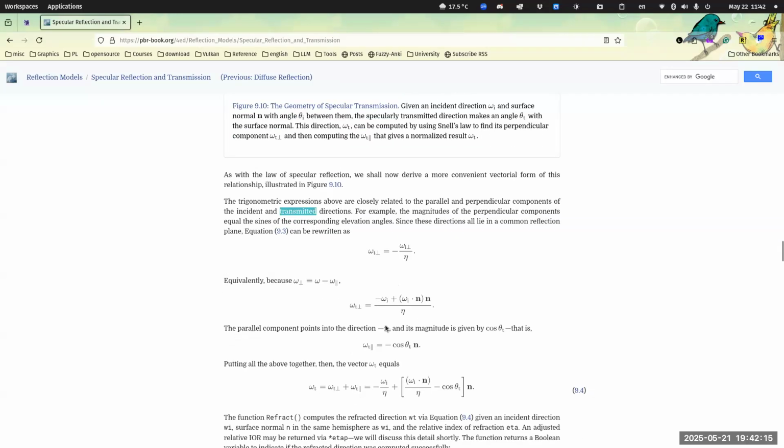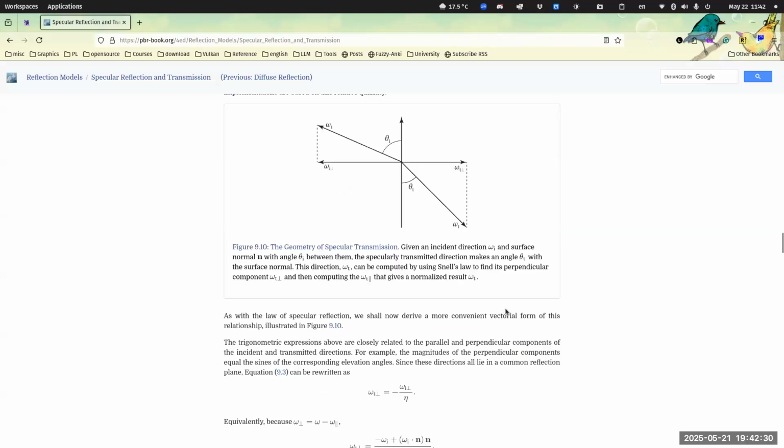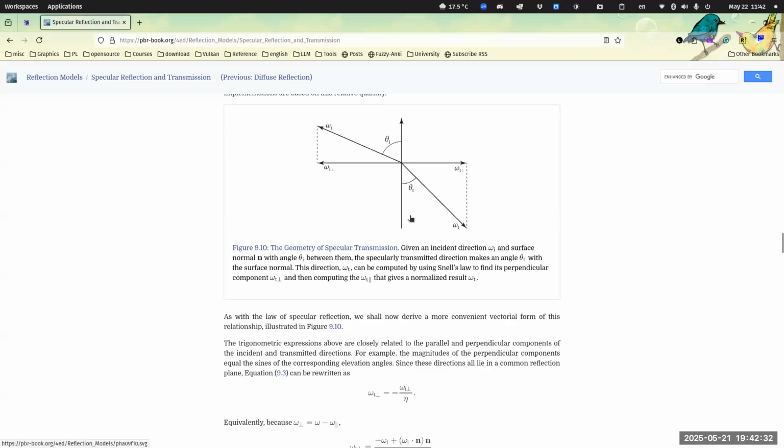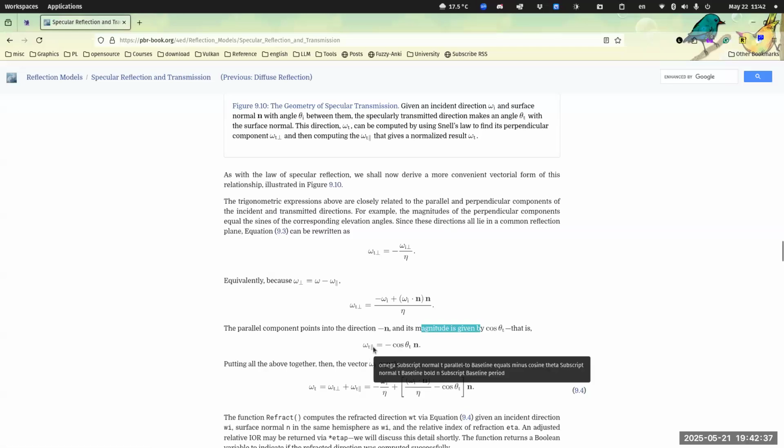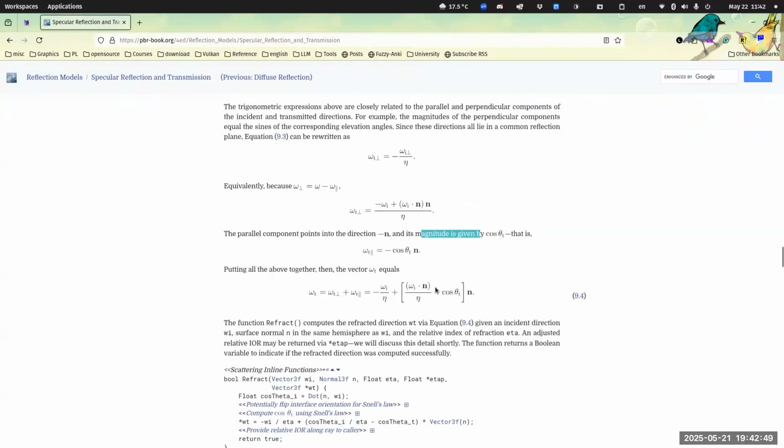And the parallel component points in the direction of negative n, and its magnitude is given by cosine theta t. So this. And at the end, we just get this.